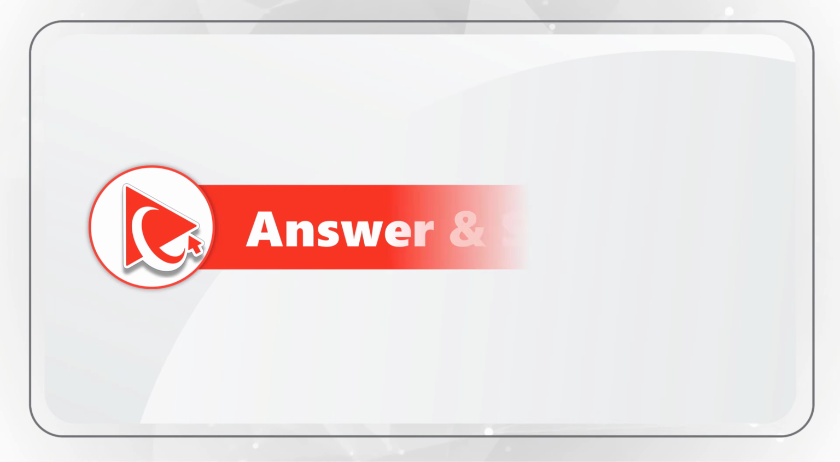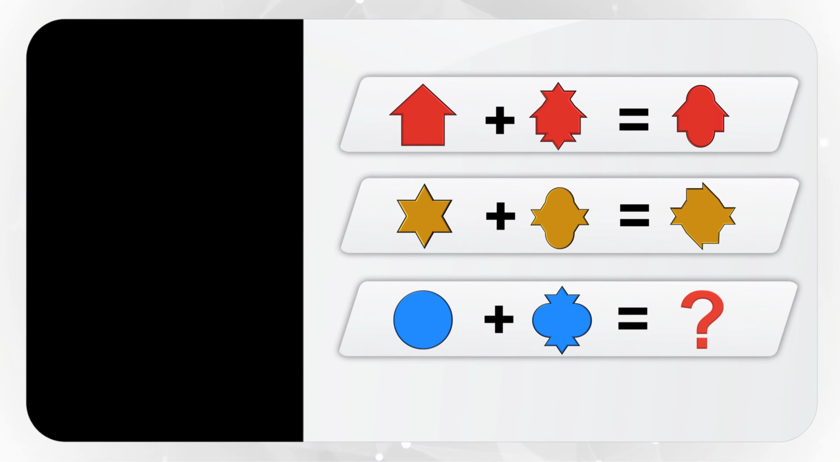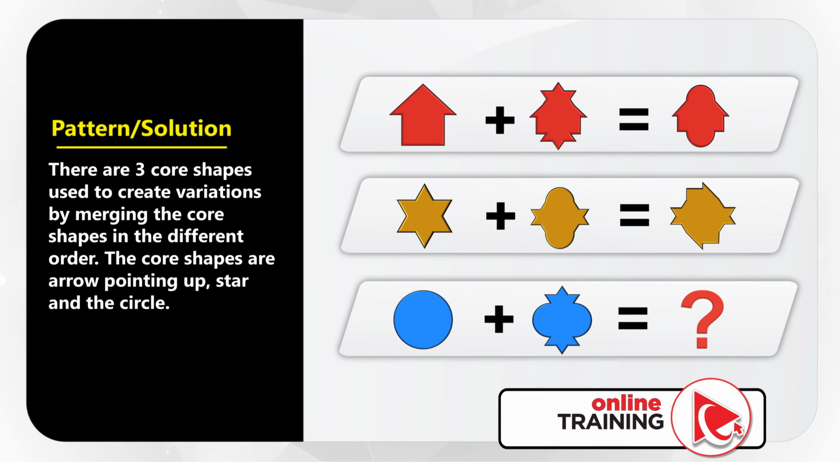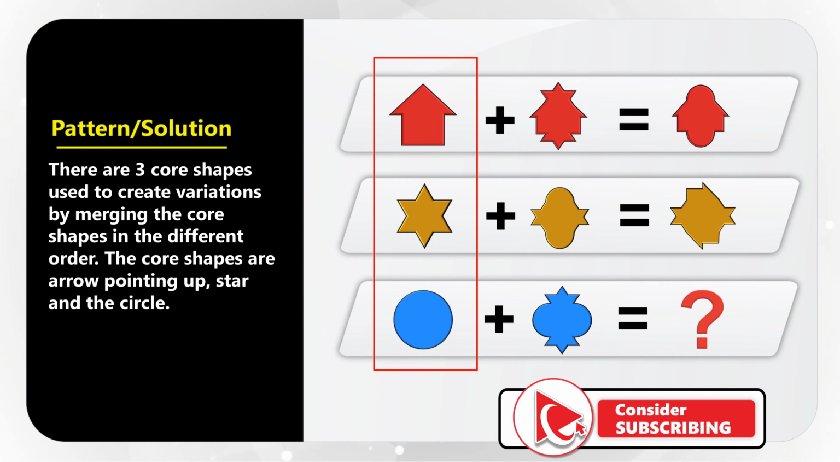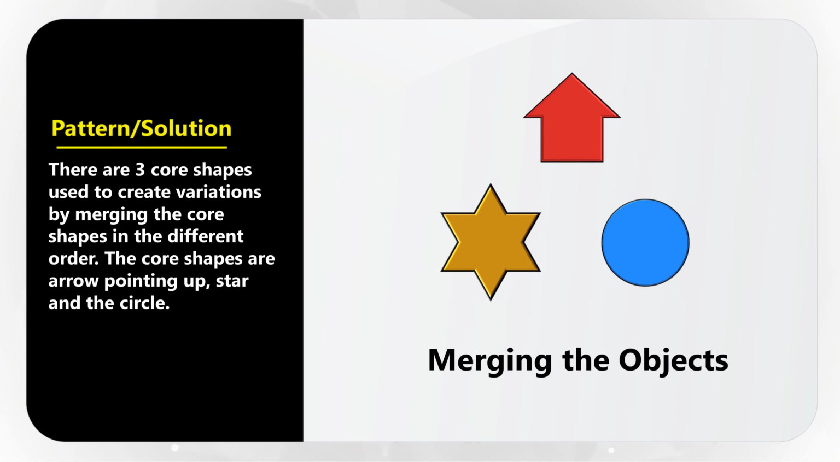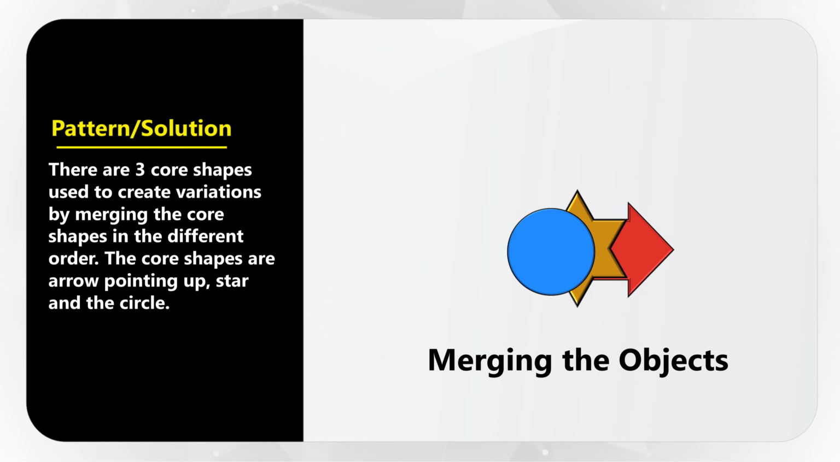To solve any challenge, the key is to find the pattern, and this question is no exception. The pattern here is rather unusual, but it still exists. The pattern is that there are 3 core shapes represented by objects in the first column. The core objects here are arrow pointing up, star, and the circle. And all remaining objects are just variations created by merging core objects into another object.